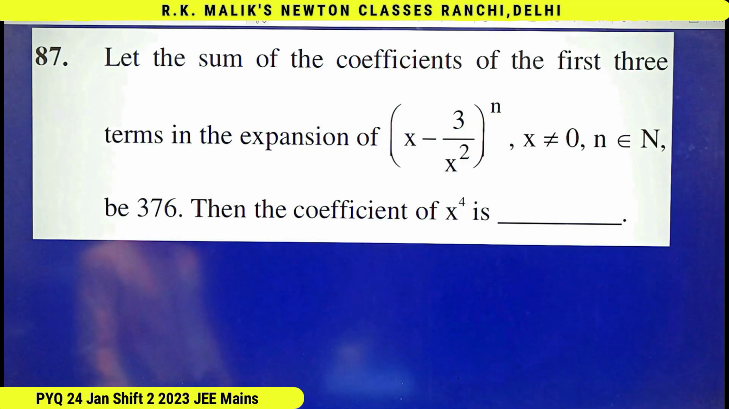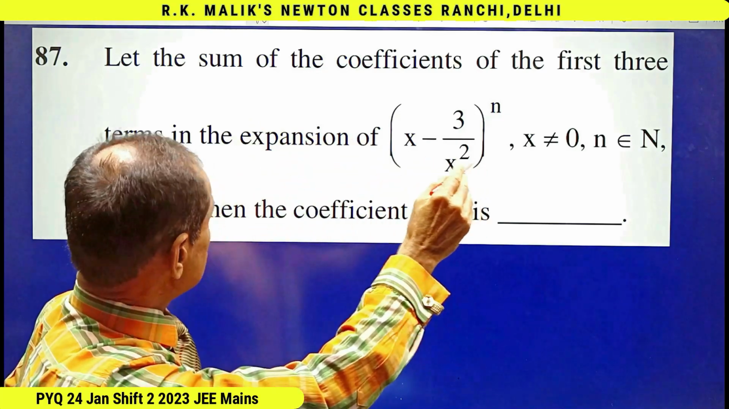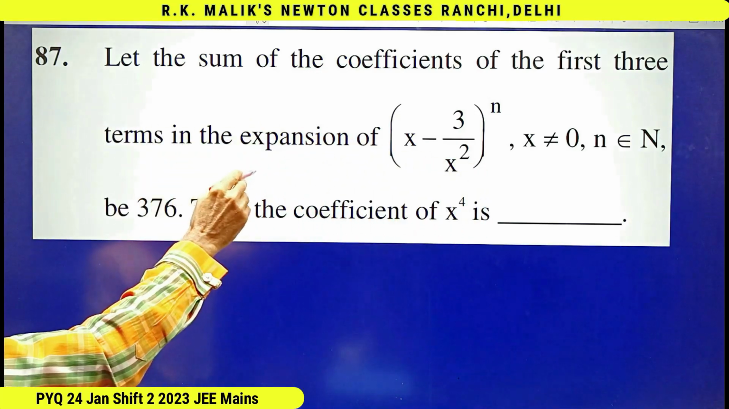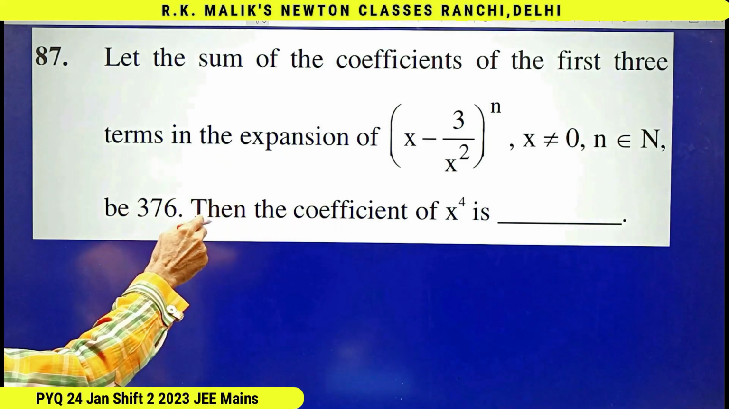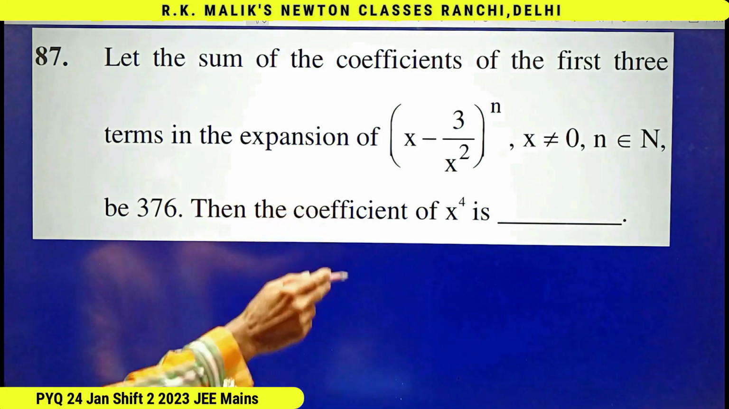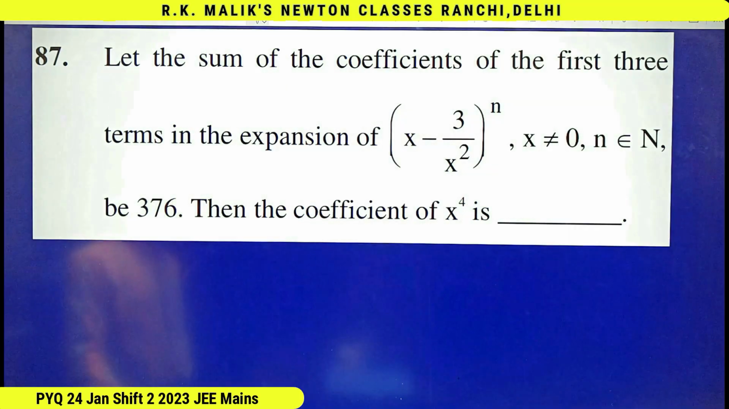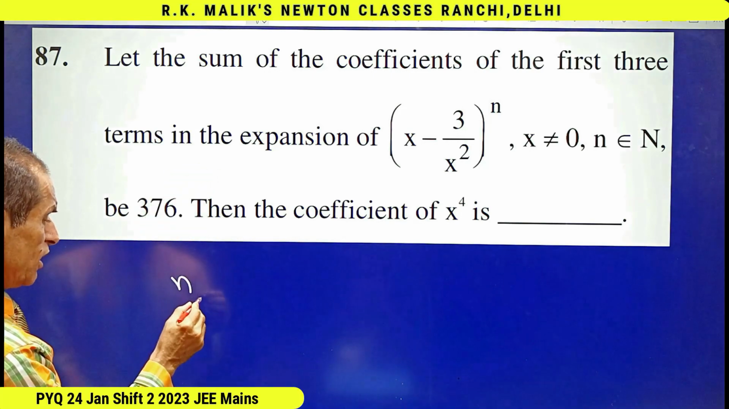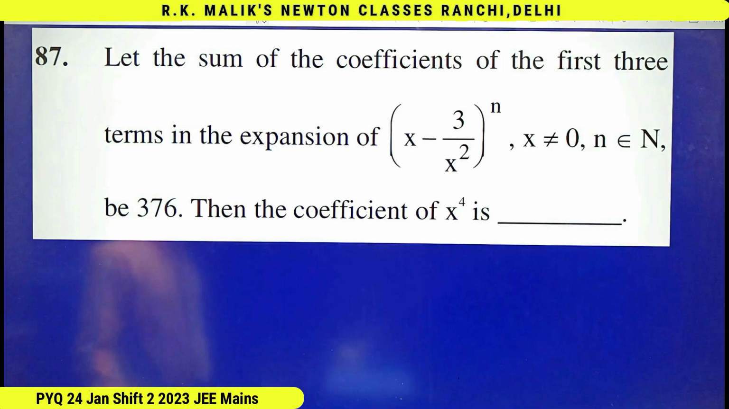In this question, it is given that the sum of the coefficients of the first three terms in the expansion of this is 376, then the coefficient of x to the power 4 is dash. You have to fill in the blank. It is clear that the first three terms in the expansion of this will be nC0 x to the power n.